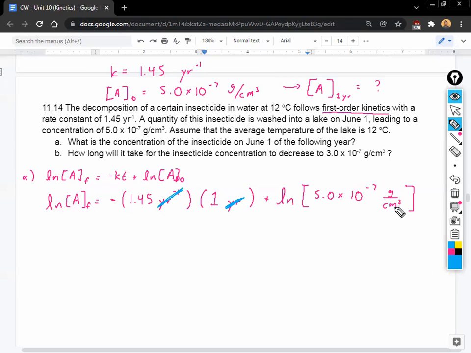Okay, so let's do some of the math just to simplify it down. Negative 1.45 times 1 is negative 1.45. Then in your calculator, you want to punch in the natural log of this number right here. If you punch that into your calculator, you should get negative 14.509 grams per centimeters cubed. Everyone get that? Just ln and then 5.0 times 10 to the negative 7. And that's all equal to the natural log of AF.